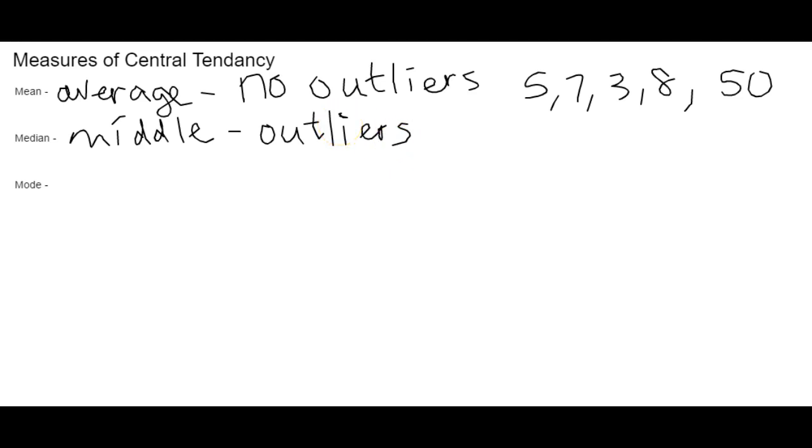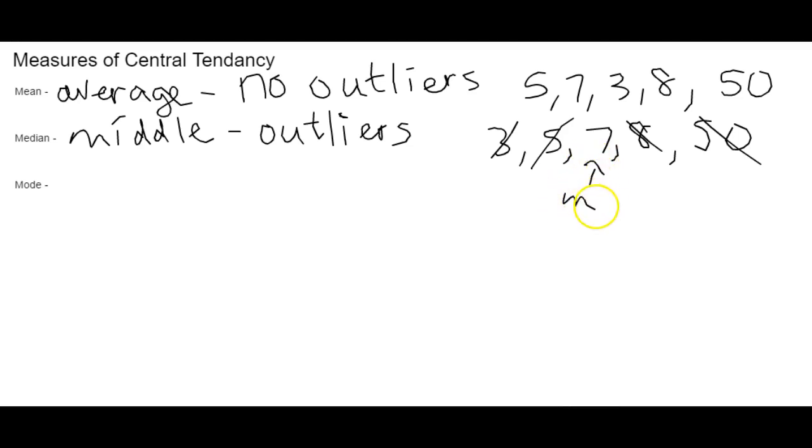What it's going to do is split the data into the lower half of the data and the upper half of the data. So we'd have to put the numbers in order: 3, 5, 7, 8, then 50. And we want the middle one. So I usually go from each side in, cross out one on the left, one on the right, one on the left, one on the right, until I get to the middle. And that is the median.